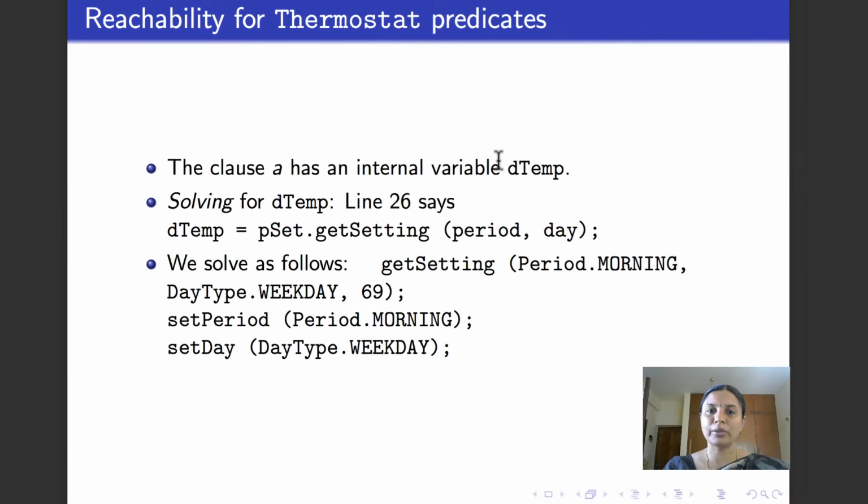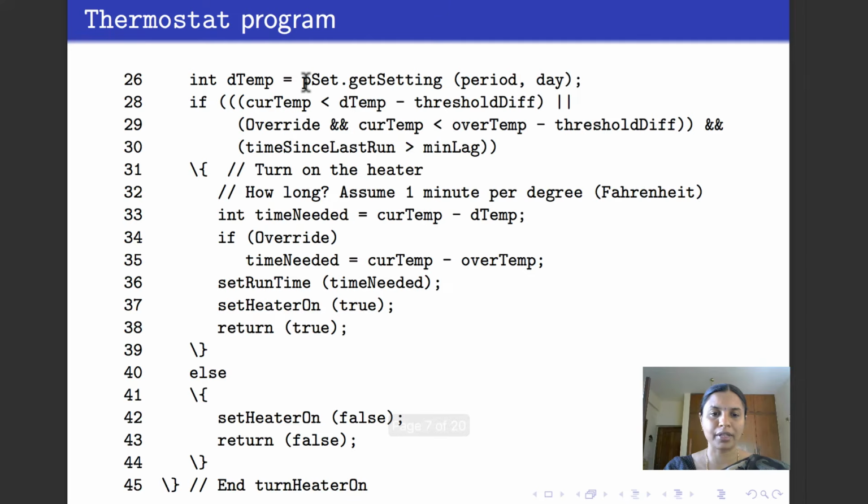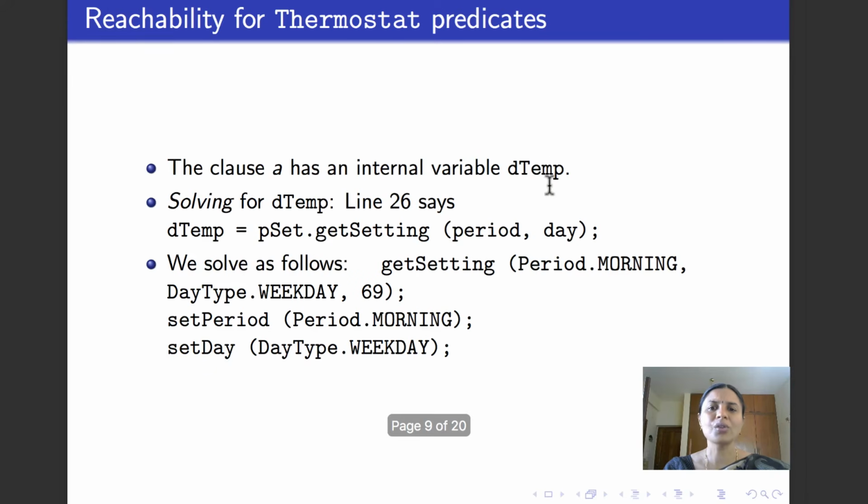Clause A, as I told you, has an internal variable dtemp, so I have to be able to solve for dtemp. So I just give some values. So this is the line that is given in the program. And look at it. It says this P set is get setting period day. So I give it some value. I say period is morning, day is a weekday, and so that's it. I have assigned value to dtemp.